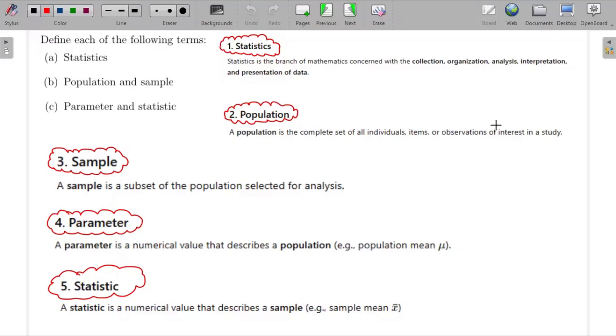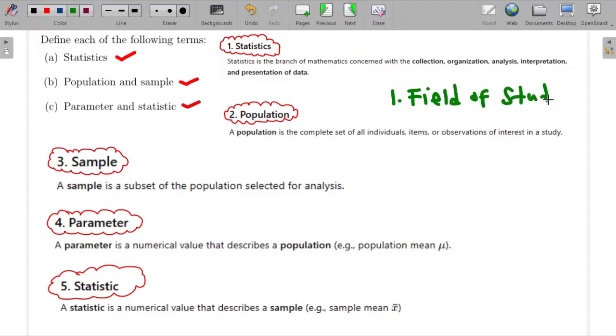All right, so let's look at the first question. The first question says, define each of the following terms. Define each of the following terms. And then there's statistics, the population and the sample, and then there's a parameter and the statistic. Okay, so how can we define statistics? Statistics can be defined in two ways. One, it can be defined as a field of study. So this one is the easier one, field of study.